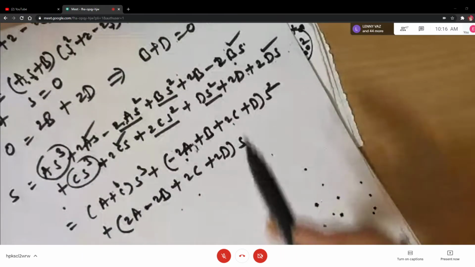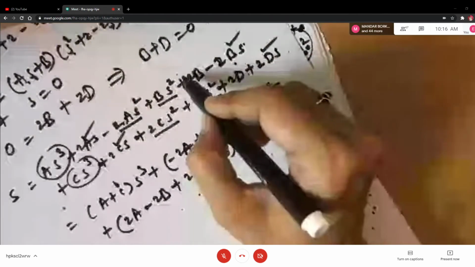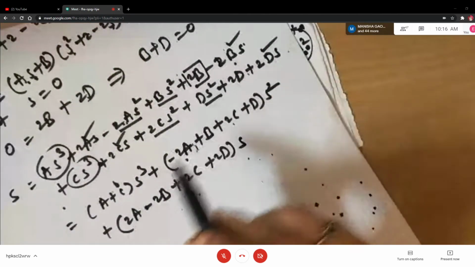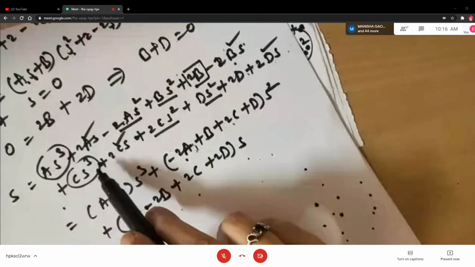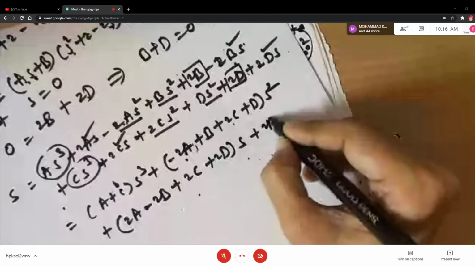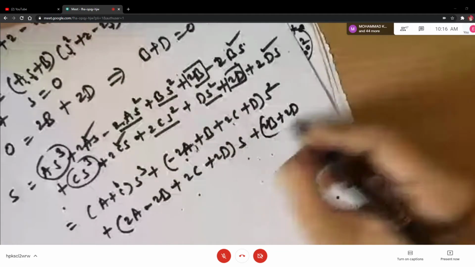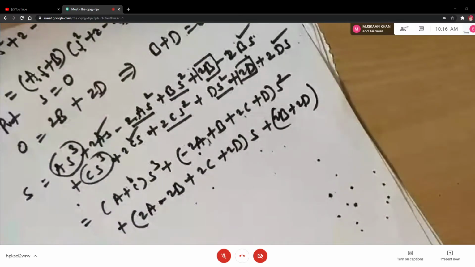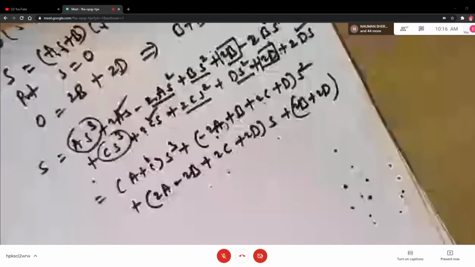So which are those here? 2b without s, so it is constant. Then any other term? Yes, 2d. So it is 2b plus 2d. These are called constants. Why? Because they are without s. They are not coefficients of s. So other than collecting the terms in s cube, s square, s, I have not done anything else, right?